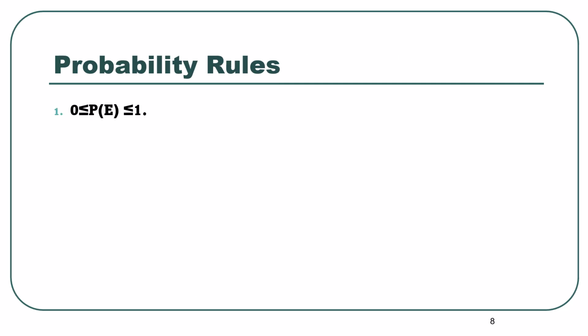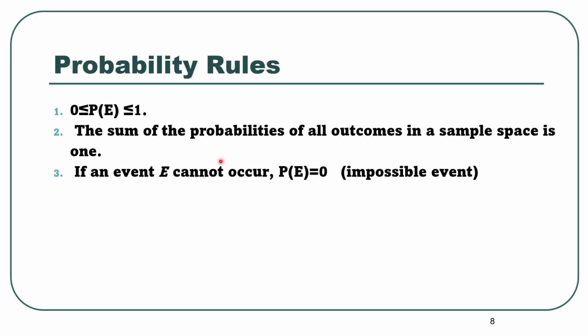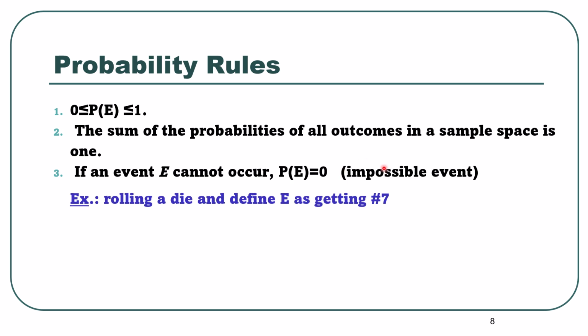So the rules for probabilities: any probability is between 0 and 1 inclusively. The sum of the probabilities of all the outcomes in a sample space S has to sum up to 1. If an event cannot occur, then definitely its probability is equal to 0, and in this case you call that event an impossible event. On the other hand, if an event is for sure going to appear, we call it a certain event, and its probability is 1.